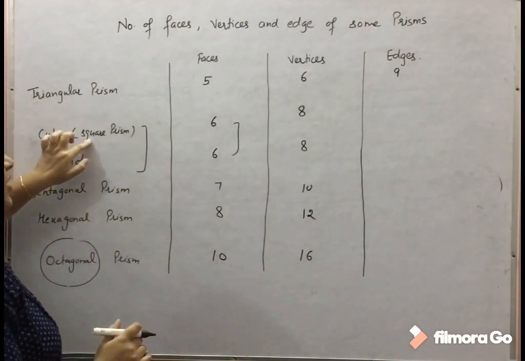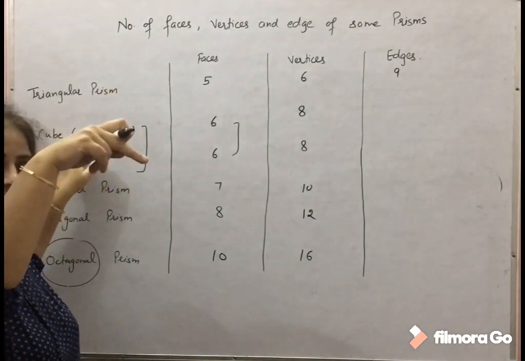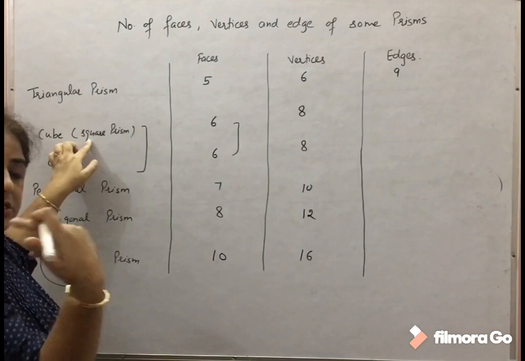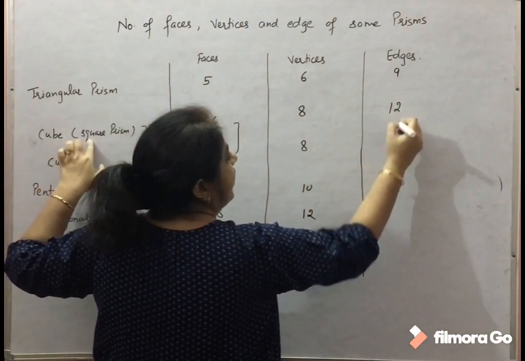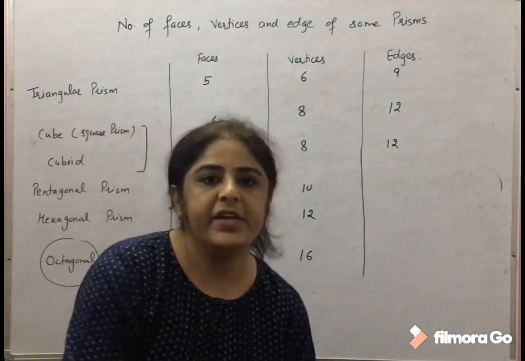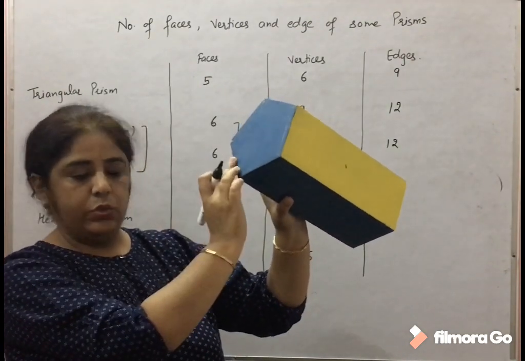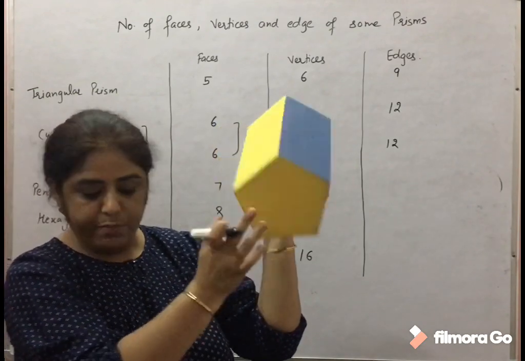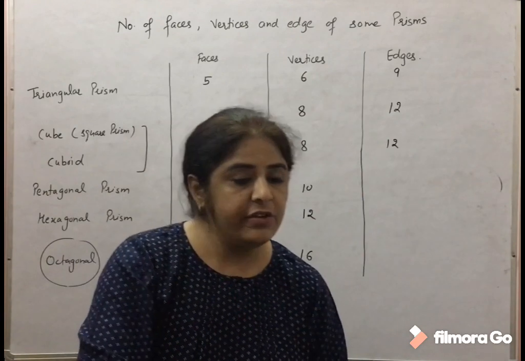So will you tell for this? Cube, square, means top is a square and a square has 4 sides. So 4 at top, 4 at base and 4 at side. So how many edges should it have? 12. Cube also the same. Now we will come to the pentagon. 5 edges at the top, 5 edges at the side and 5 edges at the base. So it means edges are these. So how many of this?